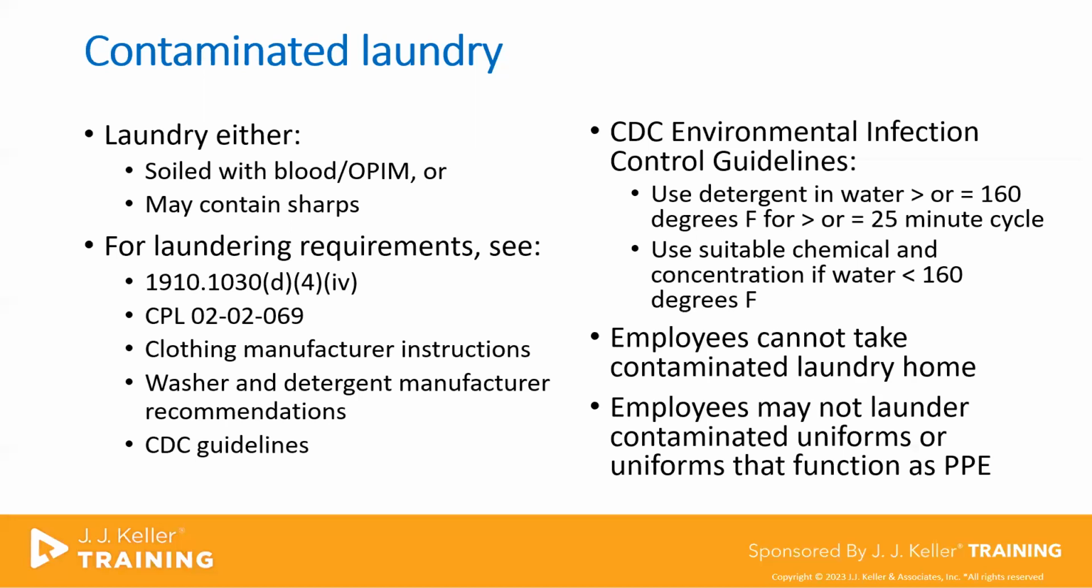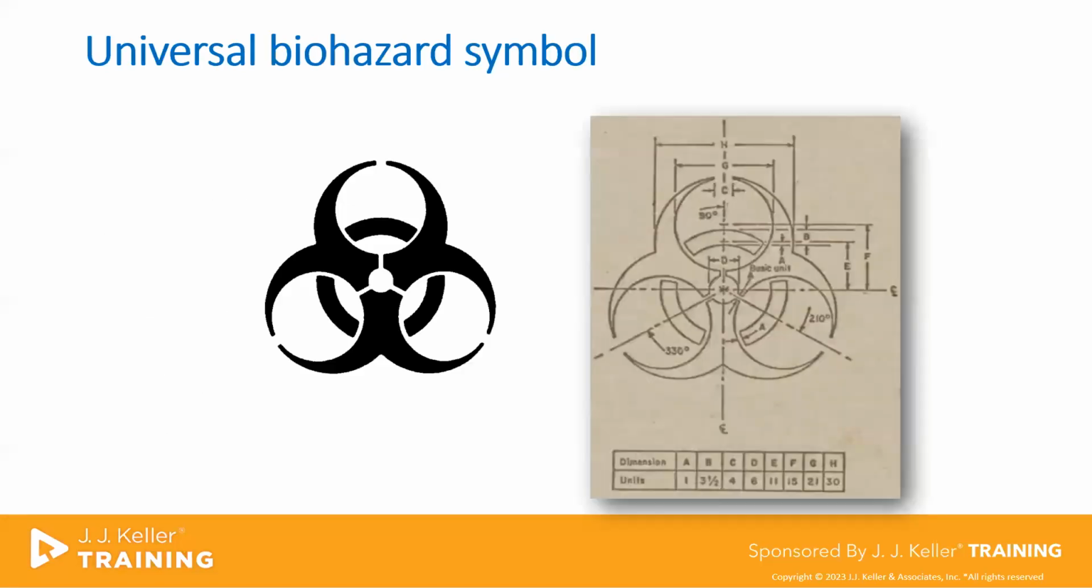If uniforms are intended to keep blood or OPIM from passing through to the worker's clothes, undergarments, or skin, or if the uniforms are contaminated, then the employer is responsible for laundering it. Here we depict the universal biohazard symbol legend as it appears in the OSHA regulations, as well as a diagram of the symbol that appeared in the Federal Register back in 1974.